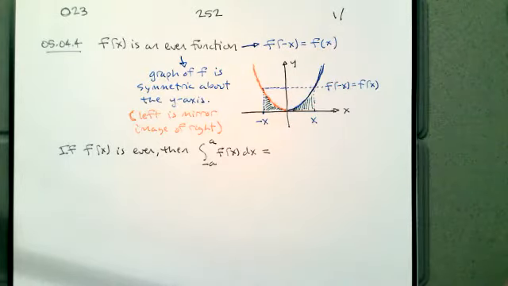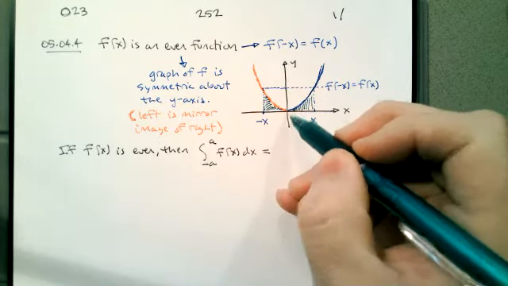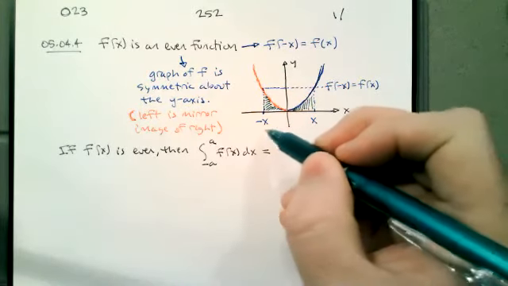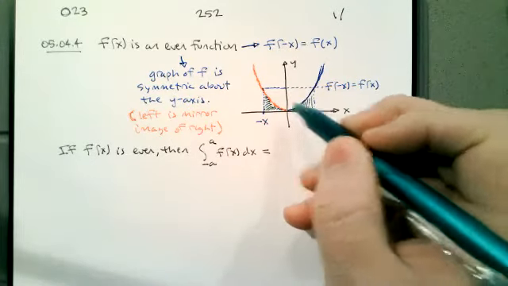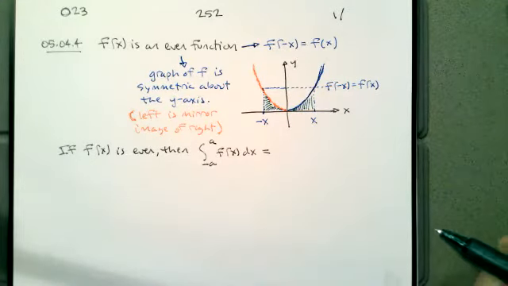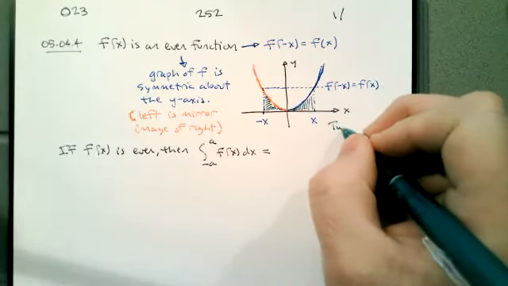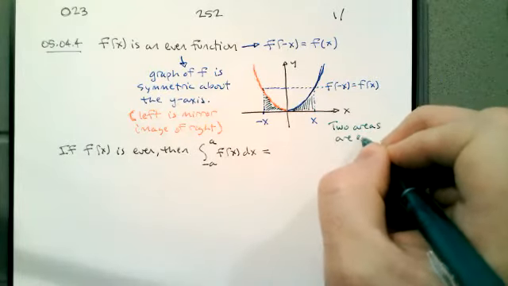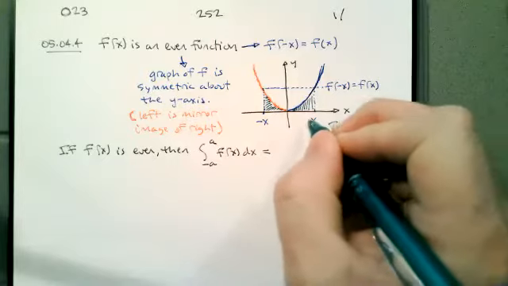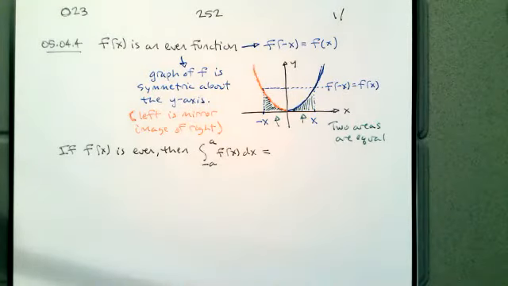So what we notice is that if the left side looks the same as the right side, and this negative x is the same distance from the origin as this x, then those two areas must be equal. So these two areas must be equal.